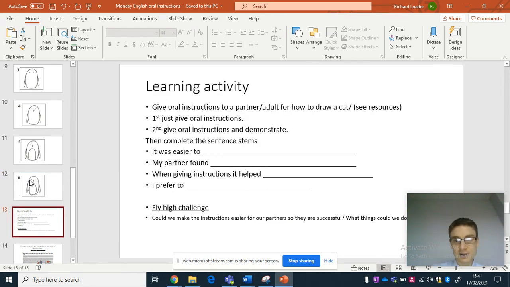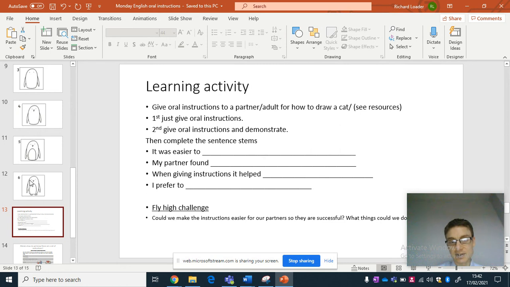So this is what I'd like you to do. Now, in the page downloads of the website, there are instructions for how to draw a cat, but obviously it's just pictures. So what I'd like you to do is have a look at that. Okay, and then see if you can give oral instructions on how to draw a cat to a partner or an adult, and see if they can have a go. Okay, and then secondly, once you've done that, do it again like I did, but then do it showing pictures or you drawing it.